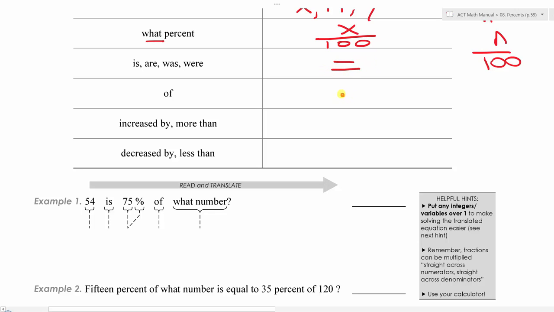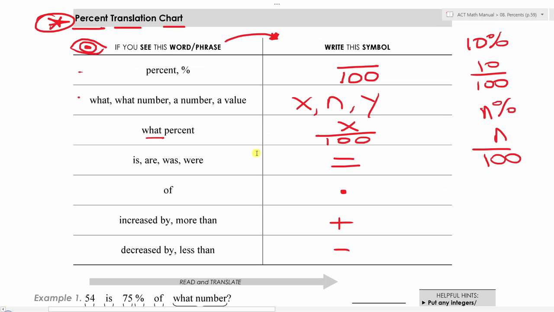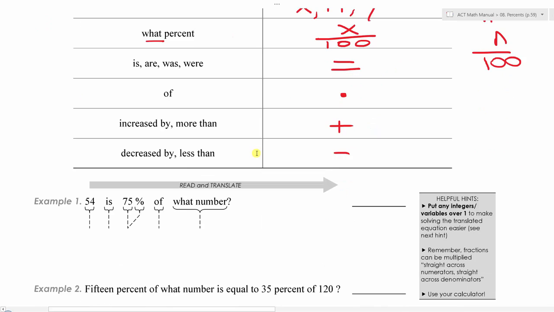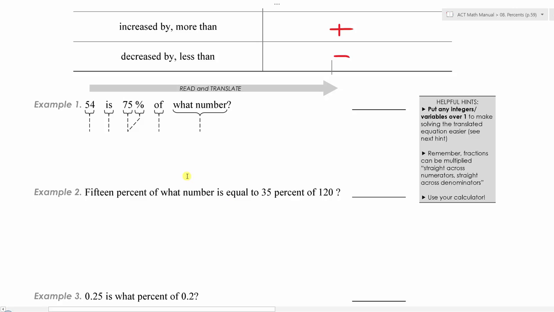Now of, some students do think of is division, but it is not. Of is multiplication, and then these two are the really simple ones, plus and minus, increase by and decrease by, respectively. Now what do we do with this chart? Well, we do what I just said. Whenever we see one of these items in the left-hand column, we're going to translate into an algebraic expression or equation based on what's in the right-hand column.